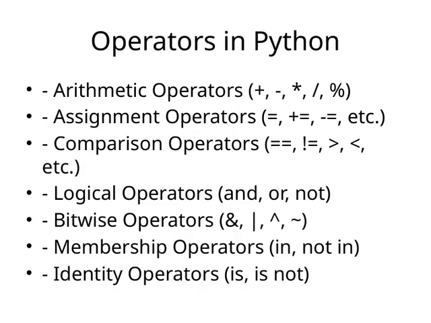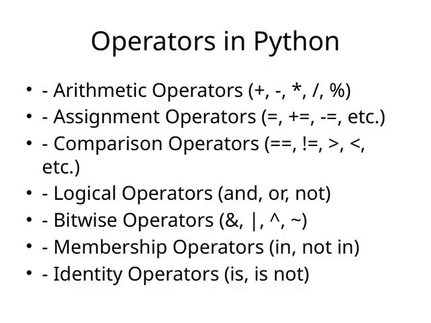Let's take a closer look at the operators in Python. First up are the arithmetic operators, which include the familiar symbols like plus, minus, multiplication, division, and modulus. These are essential for performing basic calculations in your code. Next, we have assignment operators. The most common is the equal sign, but there are also combined operators like plus equals and minus equals, which make updating values more concise and readable.